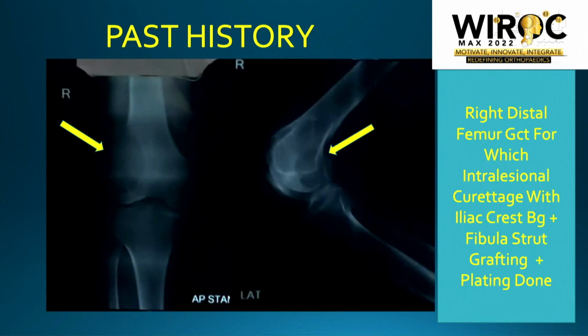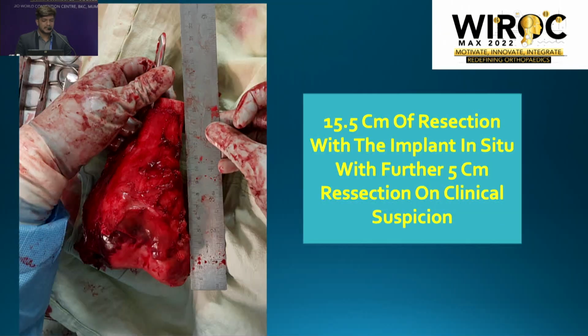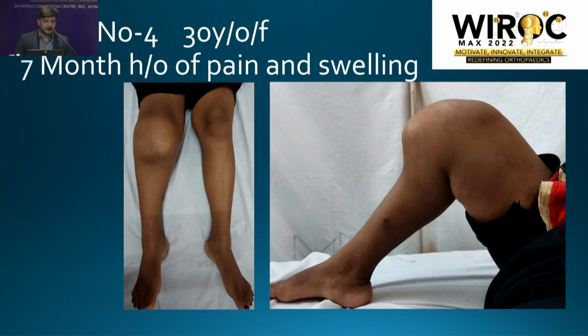So the patient actually had undergone intralesional curettage with iliac crest bone grafting, with fibula strut grafting, along with a plating 1 year back for a grade 2 Campanacci giant cell tumor. However, the patient presented to us with recurrence, and we again removed the tumor en bloc with safe margins along with the plate. And this was the post-op X-ray for the same.